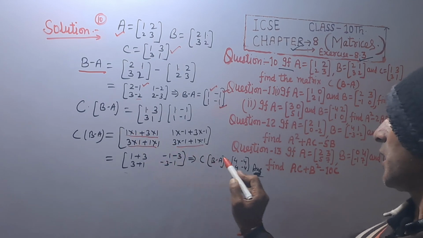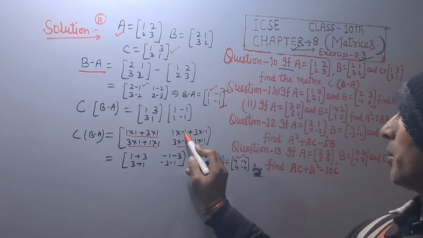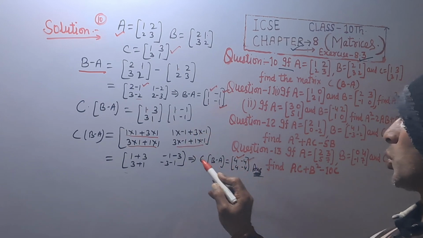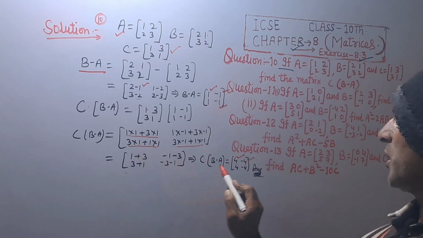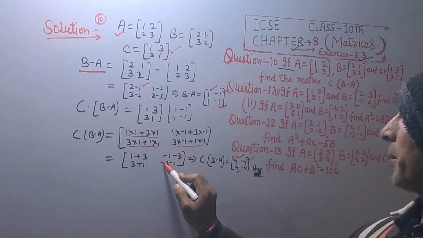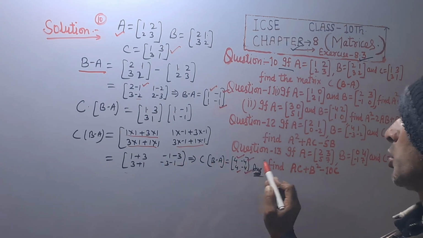1 plus 3, that is equal to 4. Minus 1 minus 3 is minus 4. 3 plus 1 is 4. Minus 3 minus 1 is minus 4. Answer.